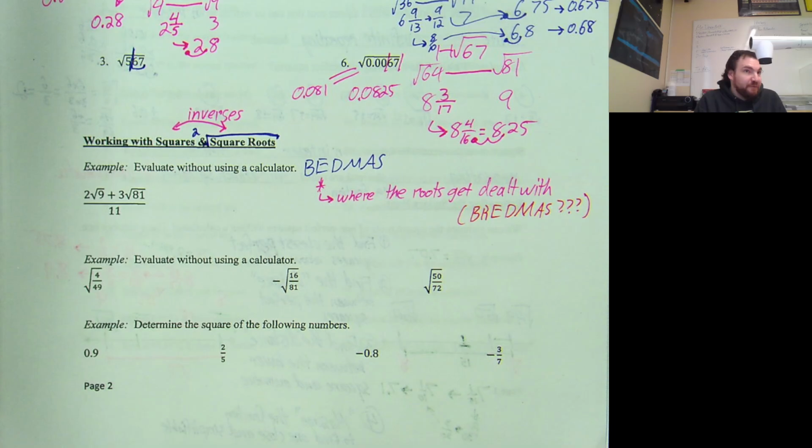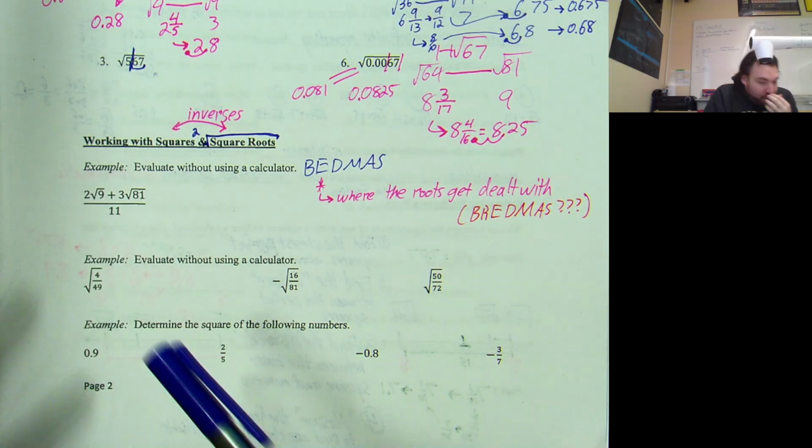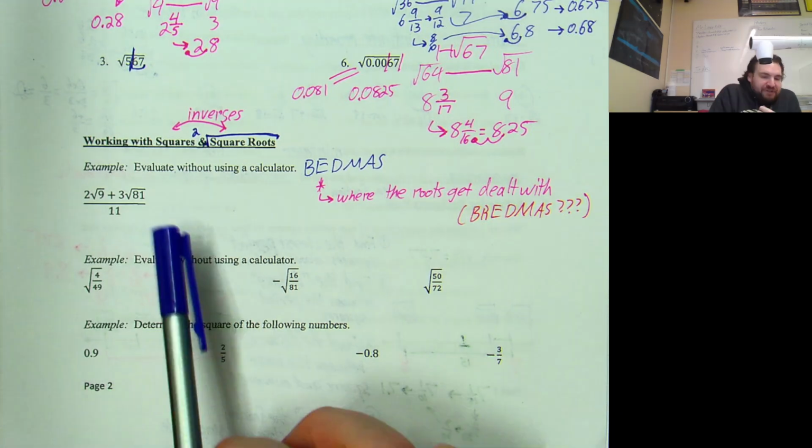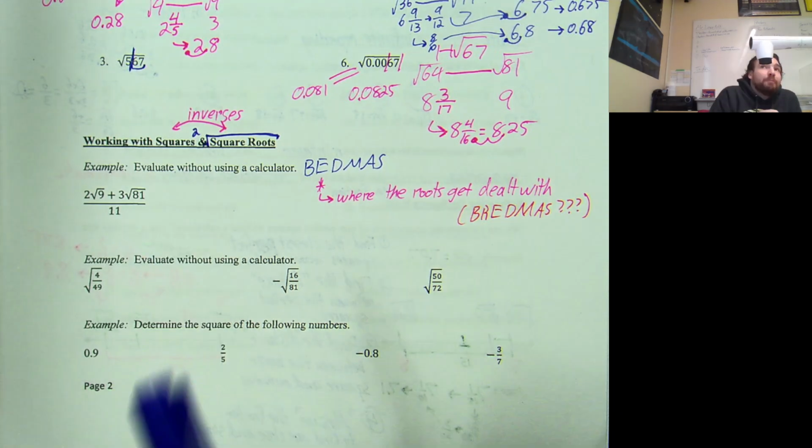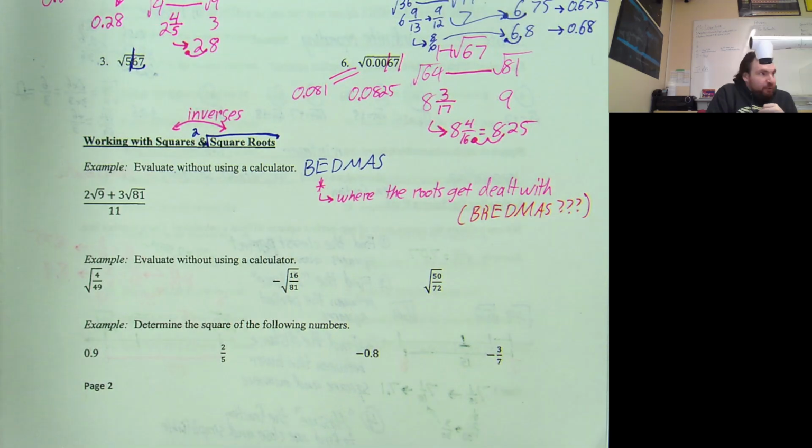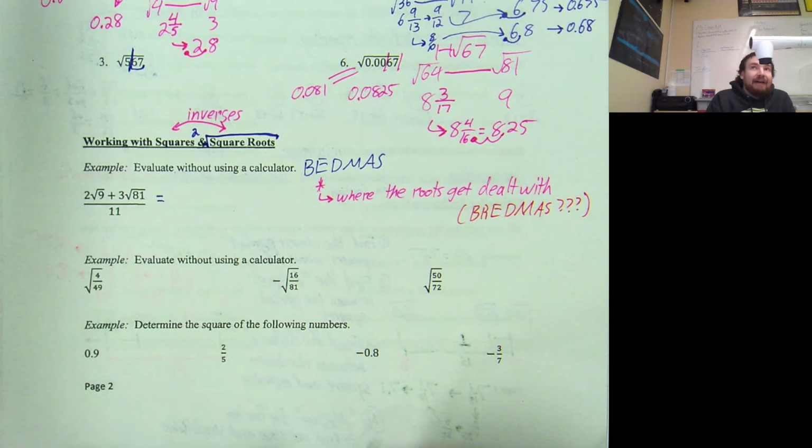So let's deal with this. Now, let's go through it. I've got 2 root 9 plus 3 root 81 all over 11. There are no brackets. Are there exponents? Well, not really, but because roots and exponents are inverses of each other, we're going to deal with the roots where we deal with the exponents. So that's what's going to happen first. When I simplify this, what am I going to get after my first step of simplification?